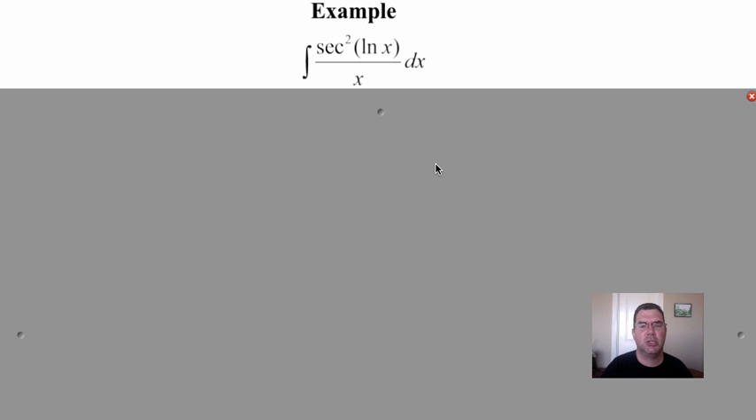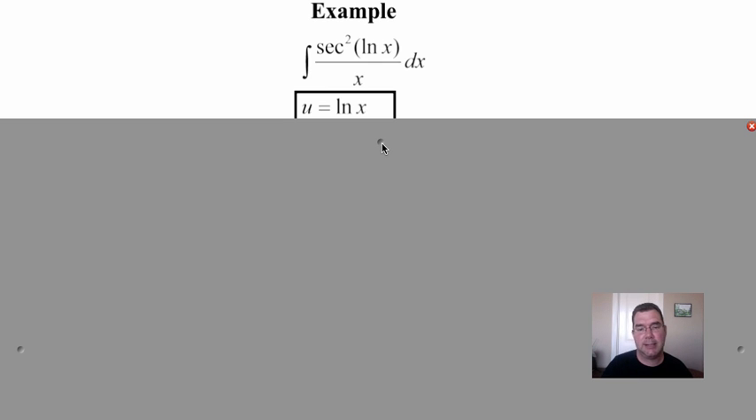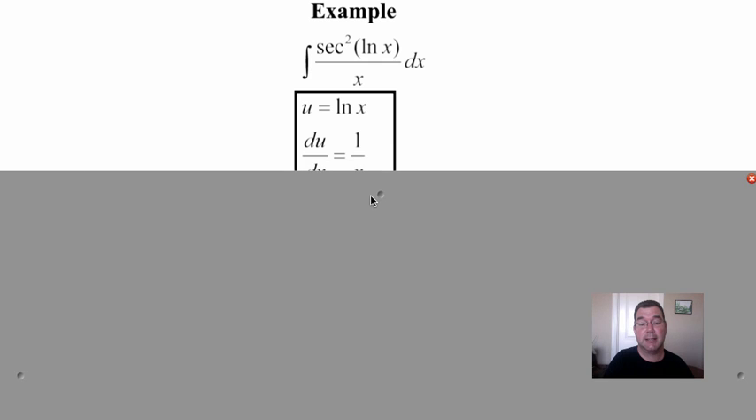If I look at this question, I've got the secant squared of the natural log of x over x. So remember, I'm looking for a function and its derivative in the same question. And the only thing that I see is ln x and 1 over x, 1 over x being the derivative of natural log of x. So the function is natural log of x. Its derivative is 1 over x.